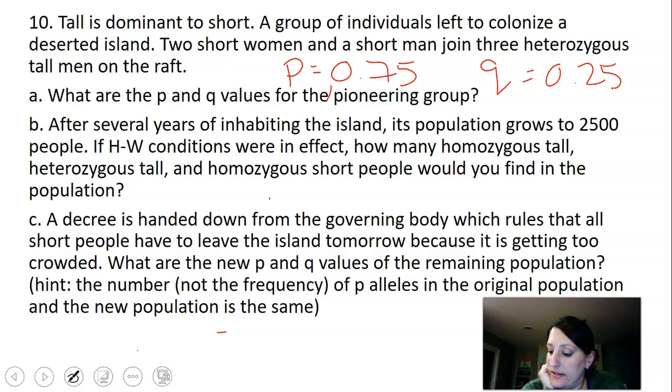So B says, after several years of inhabiting the island, the population grows to 2,500 individuals. If Hardy-Weinberg conditions are in effect, so that means P and Q values are the same, how many homozygous tall, heterozygous tall, and homozygous short people would you find in the population?